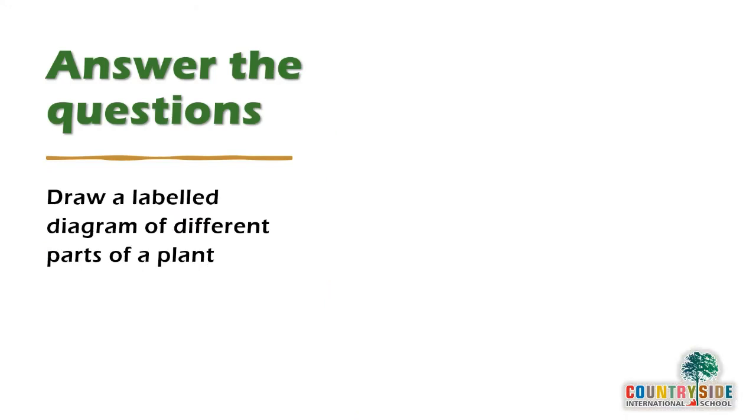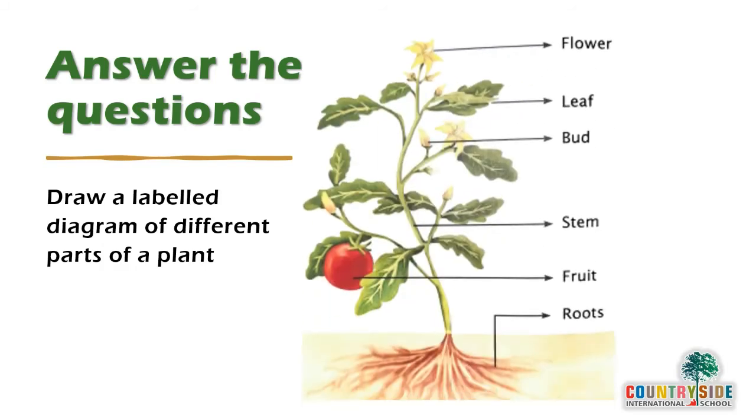Draw a labeled diagram of different parts of the plant. I know you're going to enjoy doing it. Children, you have to draw a plant and label different parts. Now this you can do from our textbook. The picture is given in the textbook, but not necessary you draw the same picture. You can draw any plant which you know, and the plant should have these parts. You should name them. These 6 parts should be included in it.